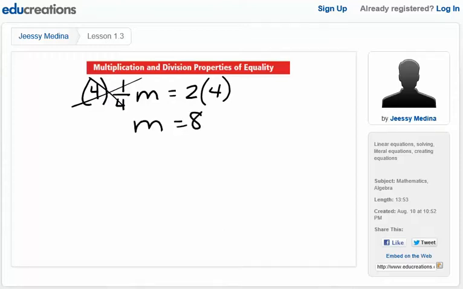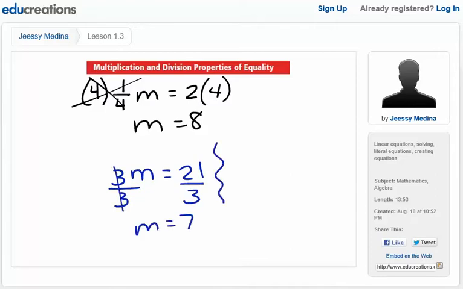Now this can also happen if you had a multiplication problem, something like 3m equals 21, right? I think most of you would think of this as division or multiplying by the reciprocal. So that cancels and you get 7, right?